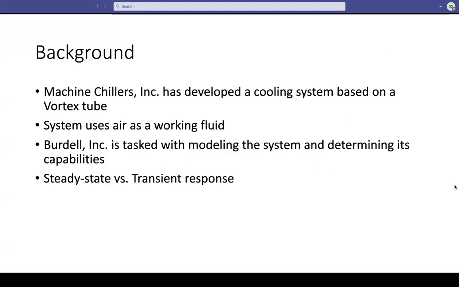In this lab, the company Machine Chillers has developed a cooling system based on a vortex tube that uses air as the working fluid for safety purposes. We at Burdell Inc. are tasked with modeling the system and its capabilities. The first week's focus is analyzing the system's steady state response, while the second week involves characterizing the transient response of the system.